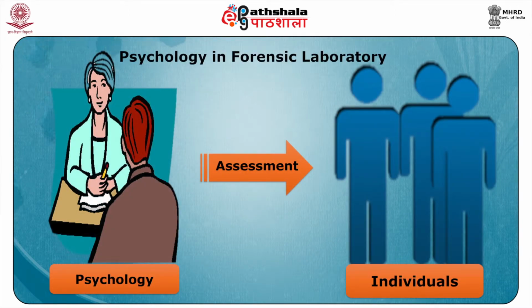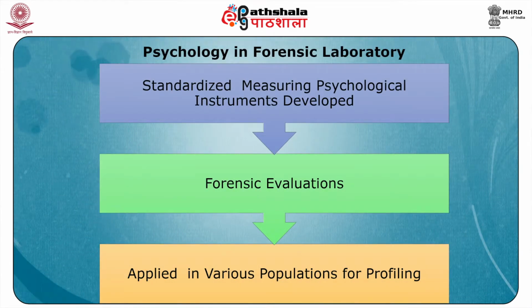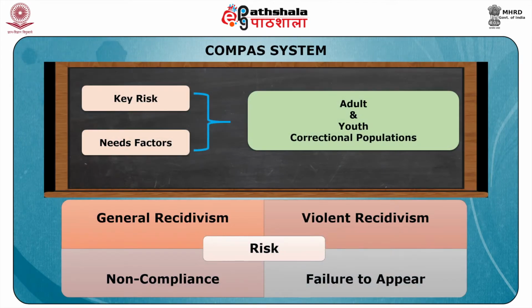Psychology has made its definitive way into the techniques used in the assessment of individuals in the forensic laboratory. Some standardized psychological measuring instruments have been developed specifically for forensic evaluations and have been successfully applied in various populations for profiling. For instance, the COMPAS system, designed to assess key risk and needs factors in adult and youth correctional populations, is highly psychologically loaded. It helps in determining four kinds of risk: general recidivism, violent recidivism, non-compliance, and failure to appear, for use at a variety of decision points in the criminal justice system.